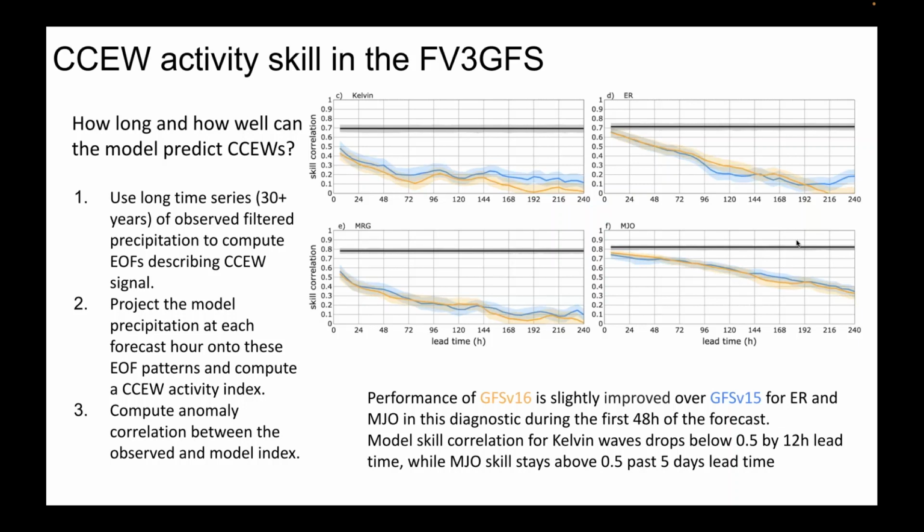So the last tool I wanted to show some results from is looking at convectively coupled equatorial wave activity and skill. Essentially, we have EOFs that are based on observed filtered precipitation, and we can take the model precipitation at each forecast hour, project onto these EOF patterns, and compute a wave activity index. Then to get a skill score, or skill correlation, we can compute the anomaly correlation between the observed and the model activity index. So looking at just GFS version 16 versus 15, overall GFS 16 was a small improvement over GFS version 15 for the equatorial Rossby waves and the MJO.